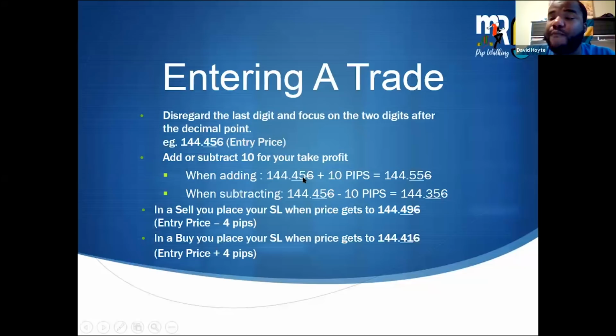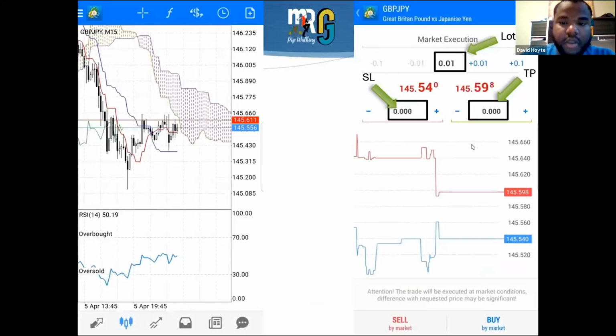So let's just say we get 4 pips. If we were to add 4 pips to 45, 45 plus 4 is 49. So once you get to 49, your stop loss in profit in a buy would be 144.496. All right? Vice versa in a sell, you're just going to subtract 4 pips, put your stop loss in profit, and then you ride it down to your take profit. All right. So just a recap. To the left is what the market looks like. We have basically the cloud, which is the Ichimoku cloud, is what I use.